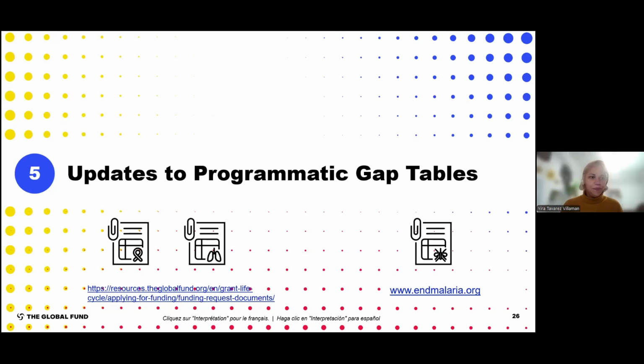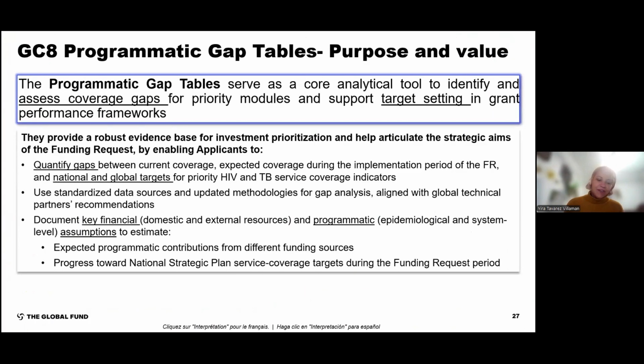Thank you, David. We can move ahead to the next slide, please. The programmatic gap tables serve as a core analytical tool to identify and assess coverage gaps for priority modules and indicators. These tables provide an analytical framework that supports strategic investment prioritization. In short, the programmatic gap tables connect epidemiological data, financing assumptions, and programmatic realities to support transparent prioritization and help applicants set targets that are both ambitious and credible within the available resource envelope.